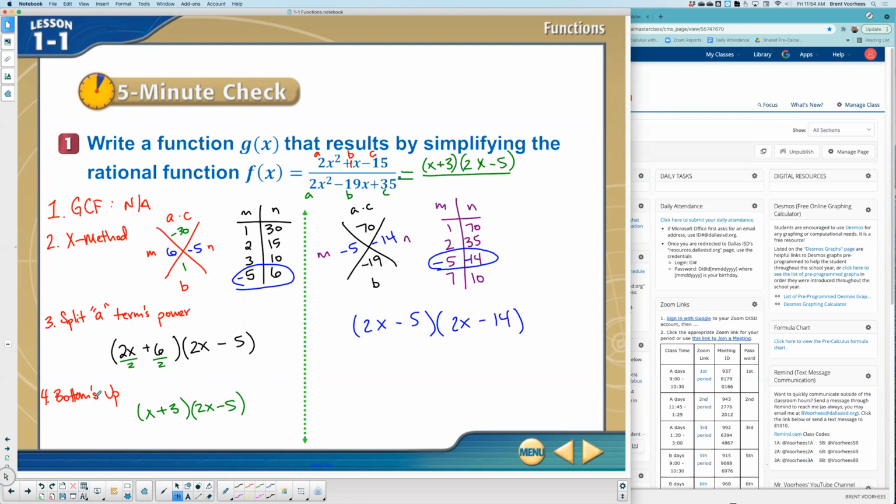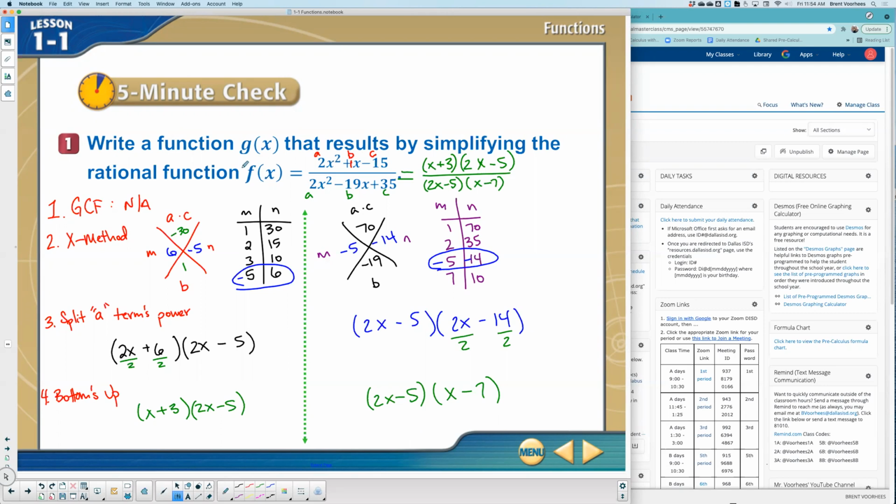Last step, bottoms up. Anything common in the first factor? What about the second factor? 2 goes into both, which leaves us with 2x minus 5 times x minus 7. Put that up here. And we are ready to get our answer now.